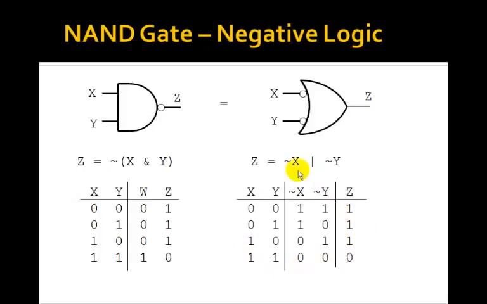So you see, this really is an OR gate in which this is negative logic for the input, that is zeros for true and ones for false, and the output is active high, that is 1 is true and 0 is false.